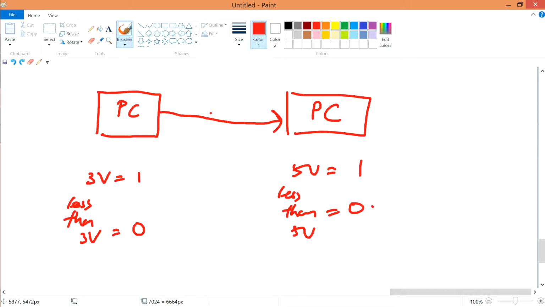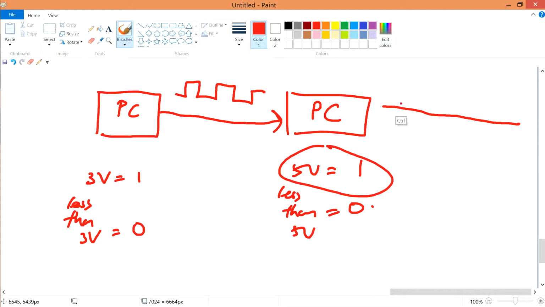So this is the meaning of that. Over here, 5 volts equals logic 1, and anything less than 5 volts equals 0. For a signal sent from this system to this PC, the PC will actually read everything as 0, 0, 0, 0, 0, because you require 5 volts to be high, but the highest here is actually only 3 volts. I think you get what I mean already, right? So this is the problem now.